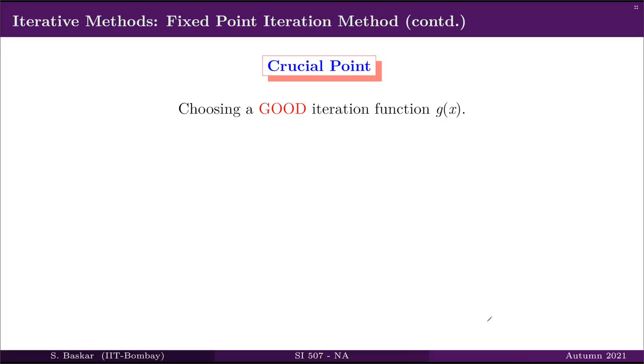On the other hand, your g should be chosen in such a way that the sequence generated using this g should be well defined, and also it should be a convergent sequence. And the last and not the least is that the limit of this convergent sequence should be a fixed point of your function g, right? So that is what is meant by good.